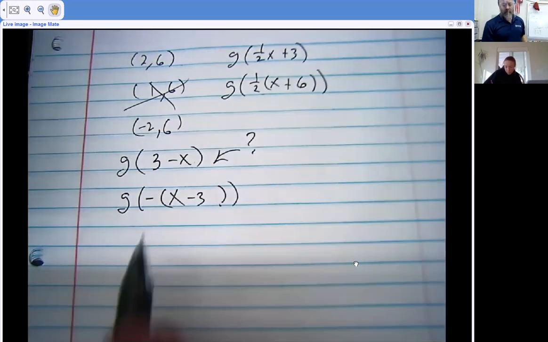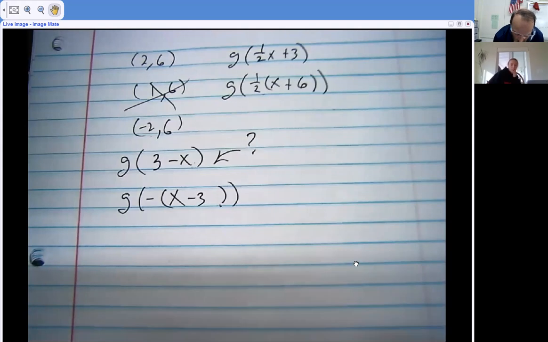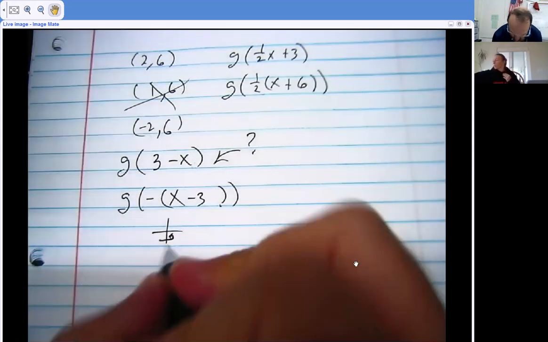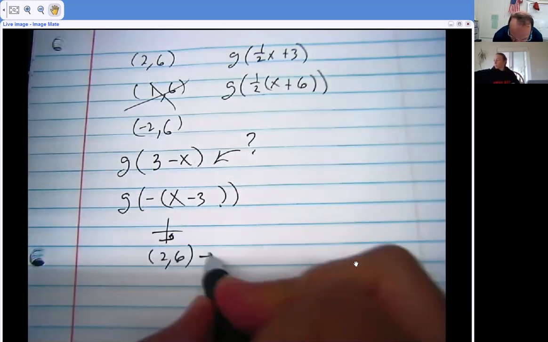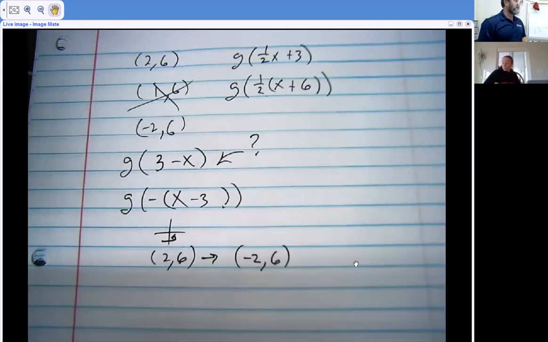Well, what does the negative inside do? We talked about this already this morning once. What does the negative inside do? It flips it across the y-axis. So it's going to go this way. It's going to take the coordinate 2, 6. And the first thing it's going to do is flip it across the y-axis and make it negative 2, 6. By the way, this is how I want you to do your work today.